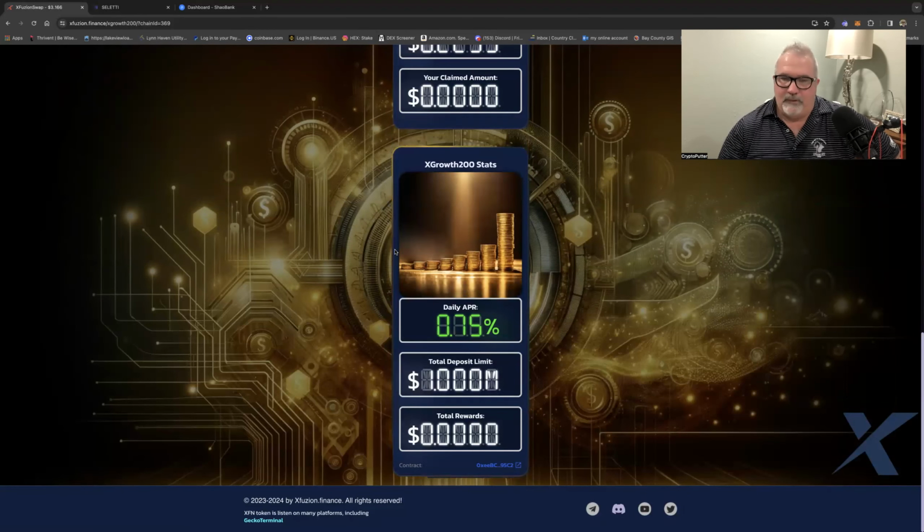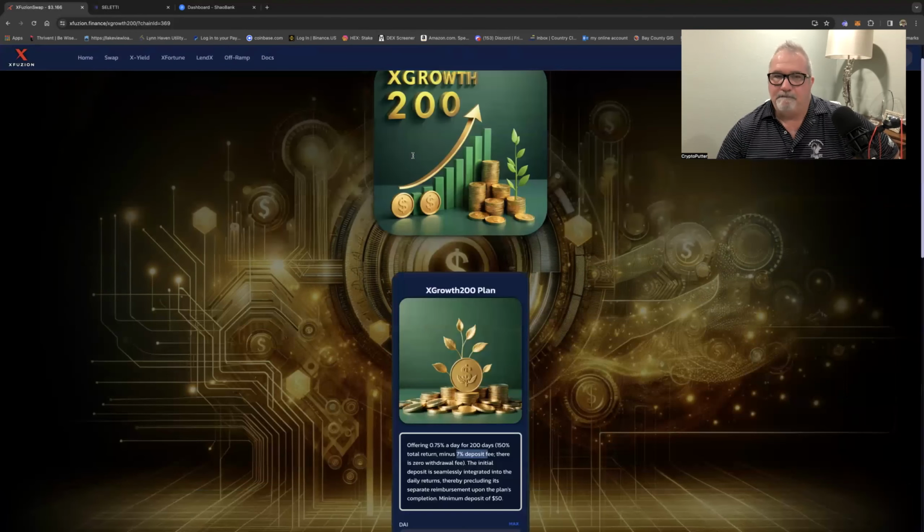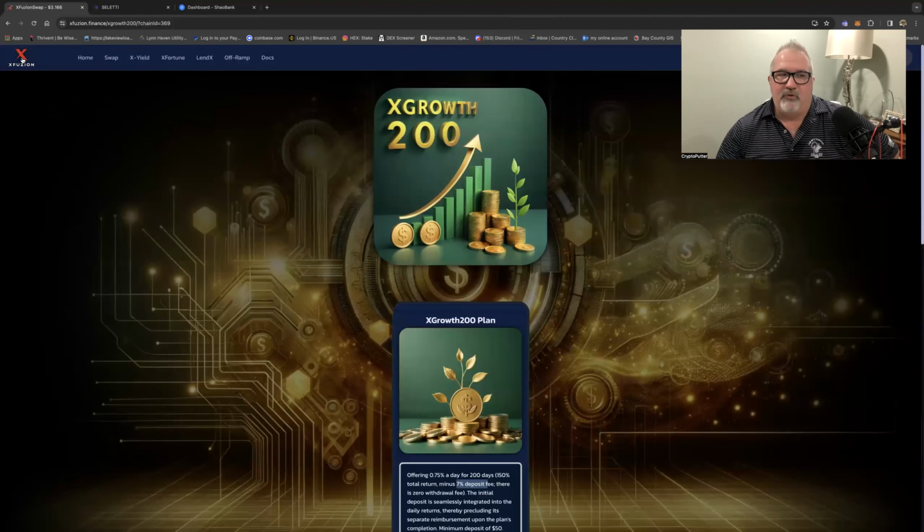Throw caution to the wind with this. Do your own research and everything, but this is going to be a solid play. So I'm not going to have anything to worry about with that. But this is XFuzion. Check them out. Very good. Like I said, 111 days running and still going strong.